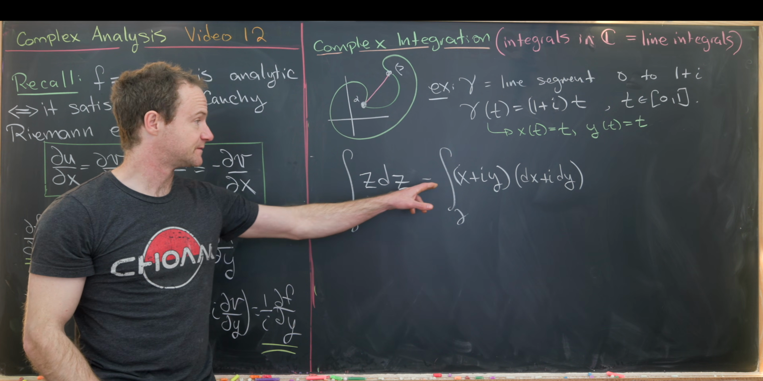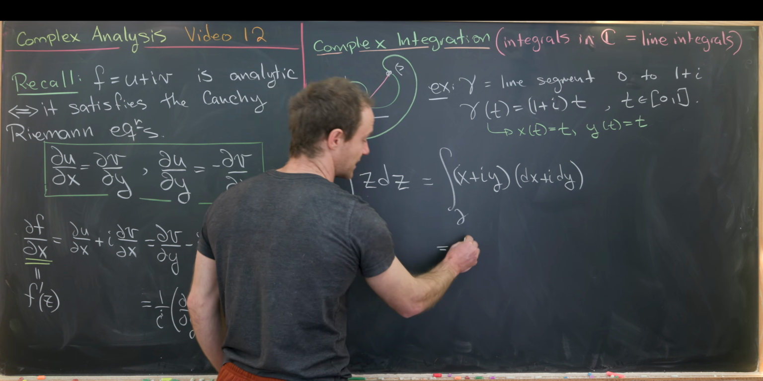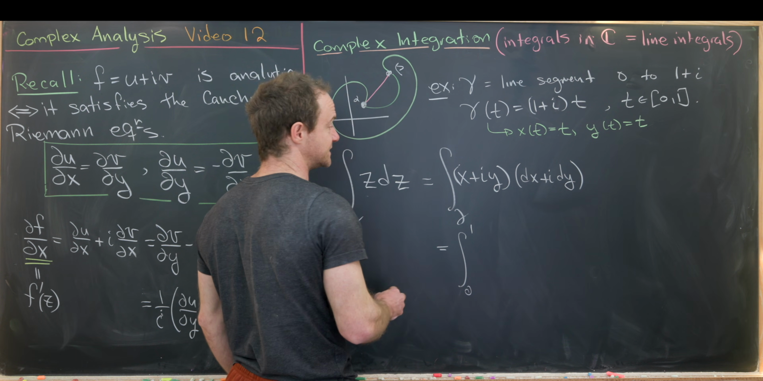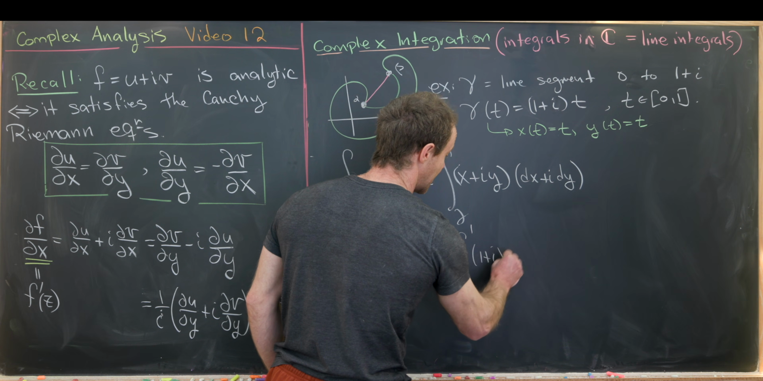So that's nice. So that means that we can take this and plug in our parameterization to give us the integral from 0 to 1 of, let's see, (1 plus i) times t.